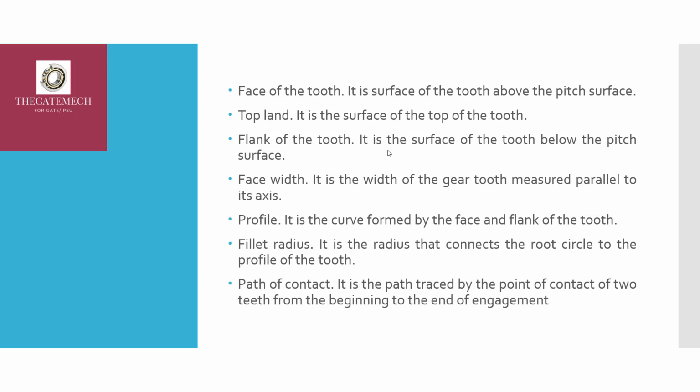Next is face of the tooth. It is the surface of the tooth above the pitch surface. Top land is the surface at the top of the tooth. Flank of the tooth is the surface of the tooth below the pitch surface. Face width is the width of the gear tooth measured parallel to the axis. Profile is the curve formed by the face and the flank of the tooth. Fillet radius is the radius that connects the root circle to the profile of the tooth.